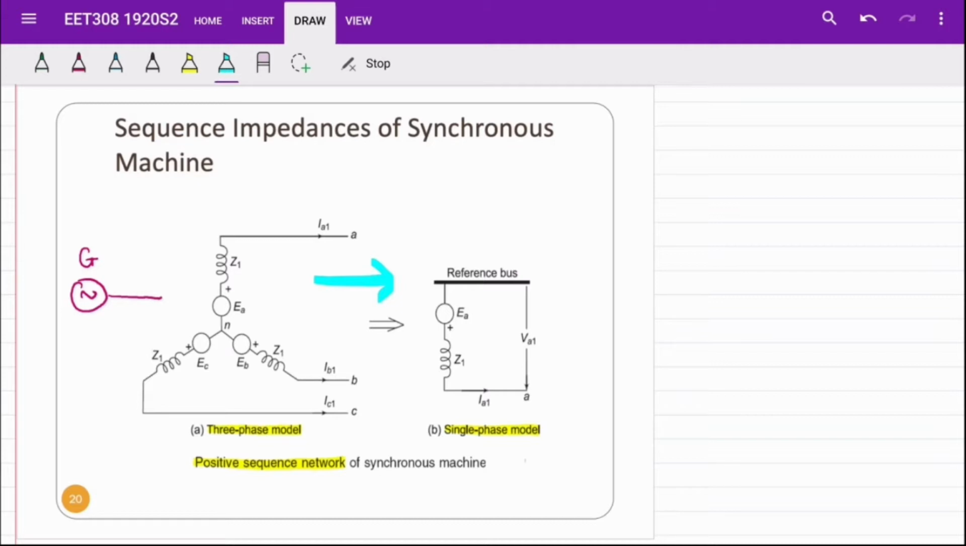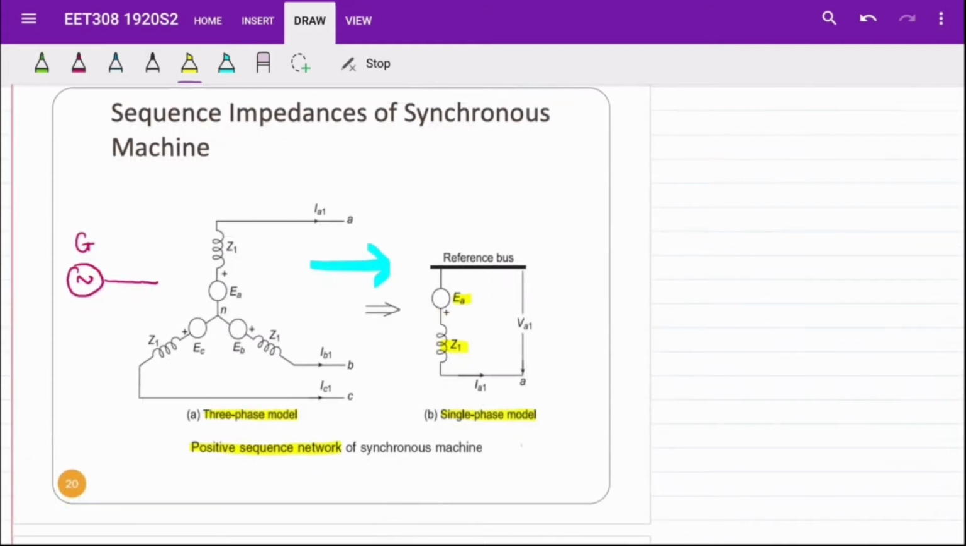Therefore, based on figure B, we can see that in the single diagram, it only has one internal voltage, which is EA, and one positive sequence impedance Z1. To draw the single-phase circuit diagram, the internal voltage EA must be connected to the reference bus, and the positive sequence impedance Z1 must be connected to the EA internal voltage.